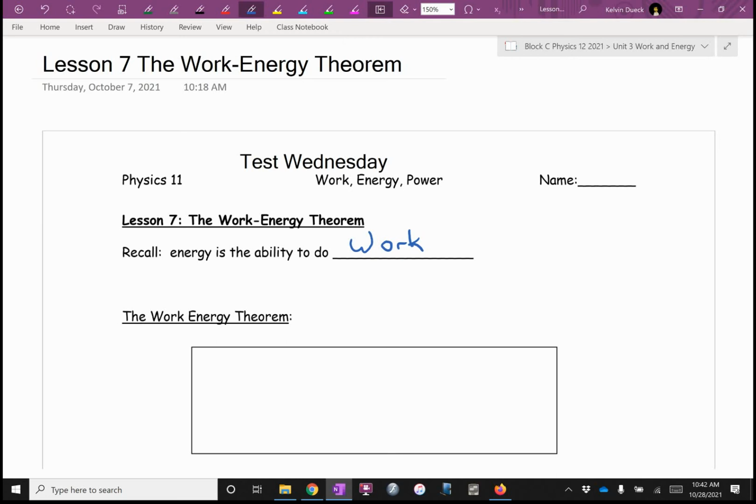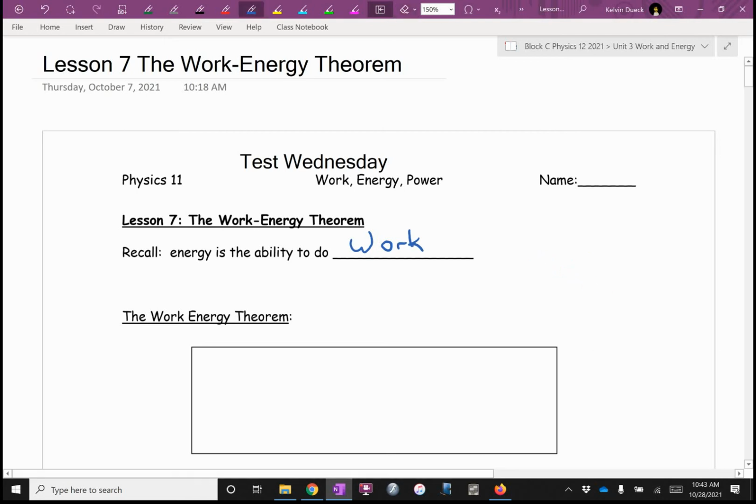So first of all, if they say to me, how much work? My first goal is I'd like to be able to go, force times distance. But the problem with that is it's very conditional. First of all, the force and the distance have to be in the same direction. Secondly, the force has to be a constant force. It's kind of limited. It's the easiest, but it's not the most useful.